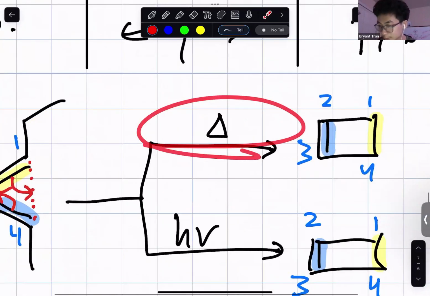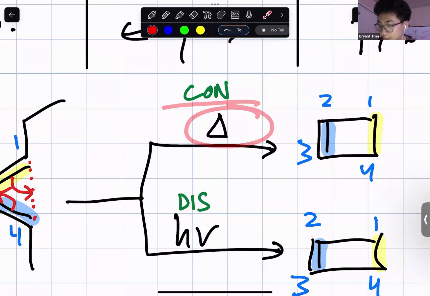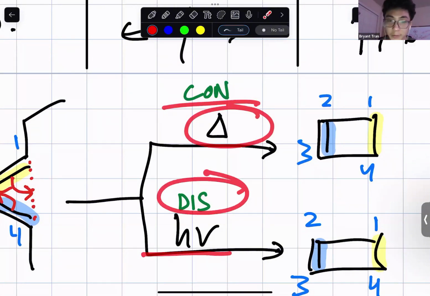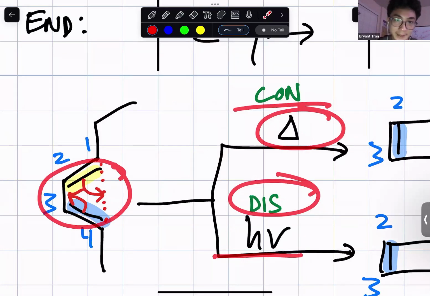So let's write that down so that we don't forget. This top part here is conrotatory. This bottom part here is disrotatory. And don't associate heat with conrotatory and do not associate light with disrotatory, because it could be reversed if you had an odd pair of electrons, for example.